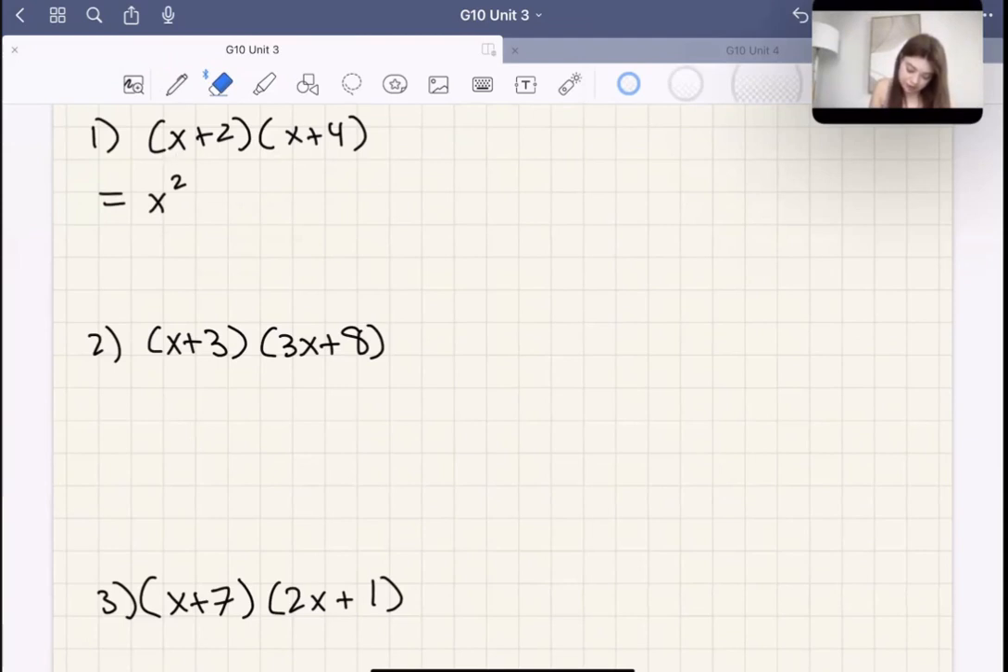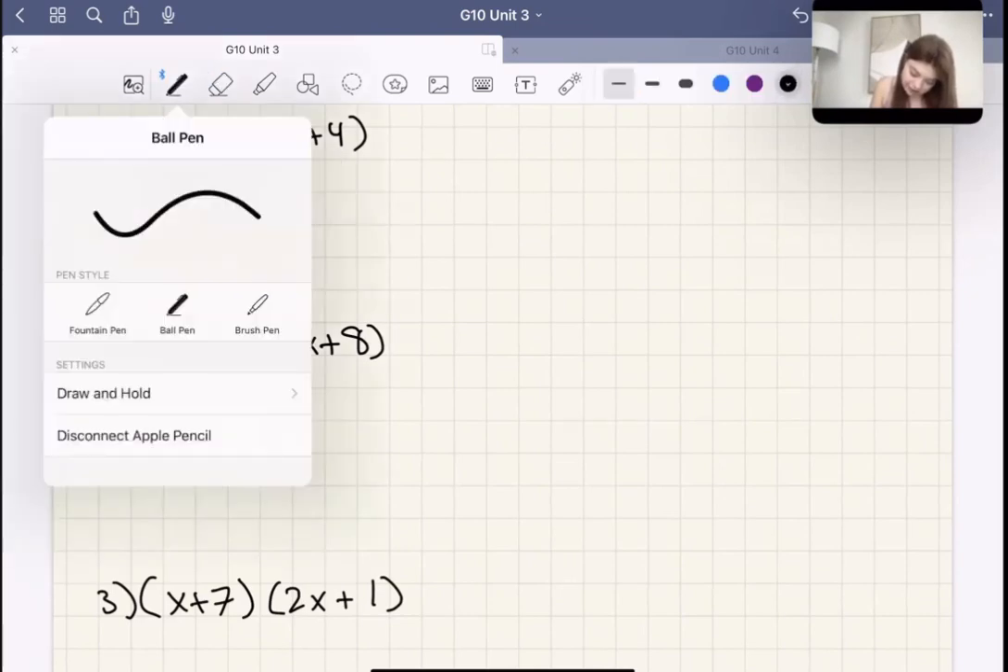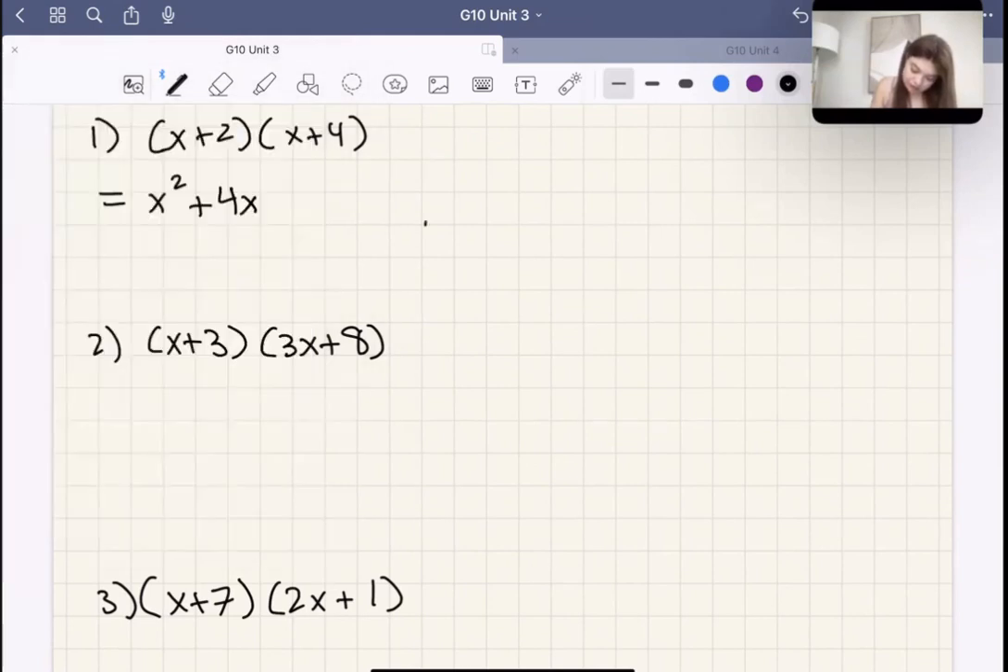Okay, next one in FOIL is O, which is for outer. Outer is this x, which is outer, and this 4, which is also outer. So plus 4x is our next one. Then we have inner, which is the 2 and this x, so plus 2x. And then we have last, which is this 2 and this 4, the last in each bracket. 2 times 4 is 8, so plus 8.